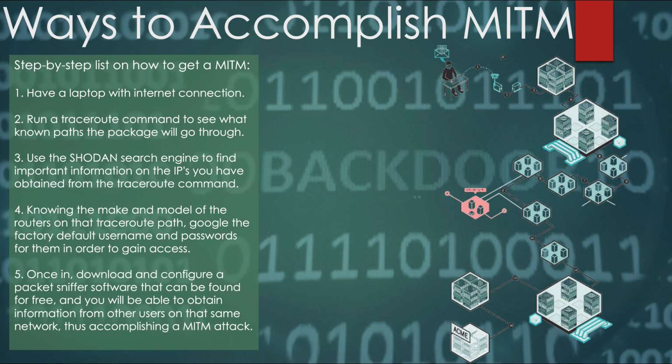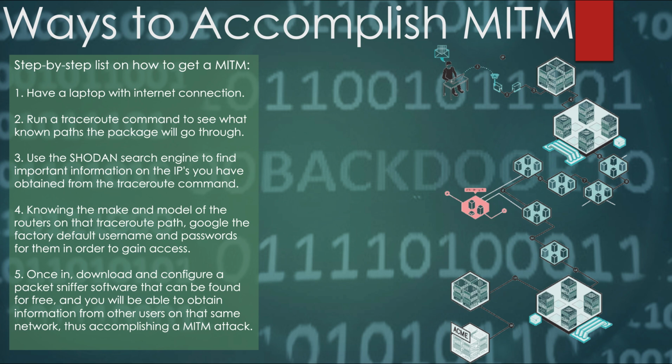Now it's time to see how one can successfully pull off a man-in-the-middle attack, and it's scarily easy. The main physical device that most people will need to pull this off will be a laptop with internet connection. With this, the rest is achievable. In order to start the process, one should open their command line and type in the traceroute command if they are connected to the Wi-Fi they wish to overtake.